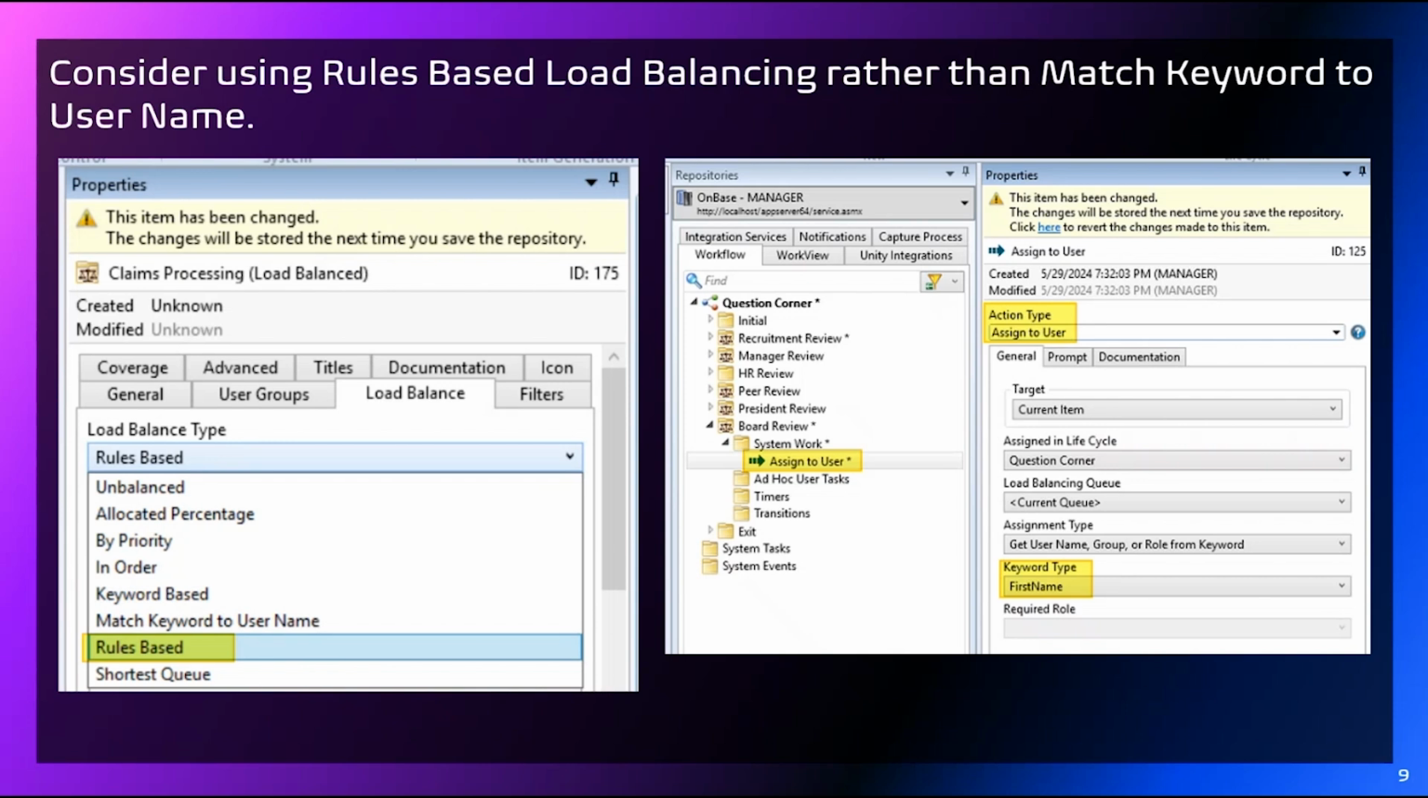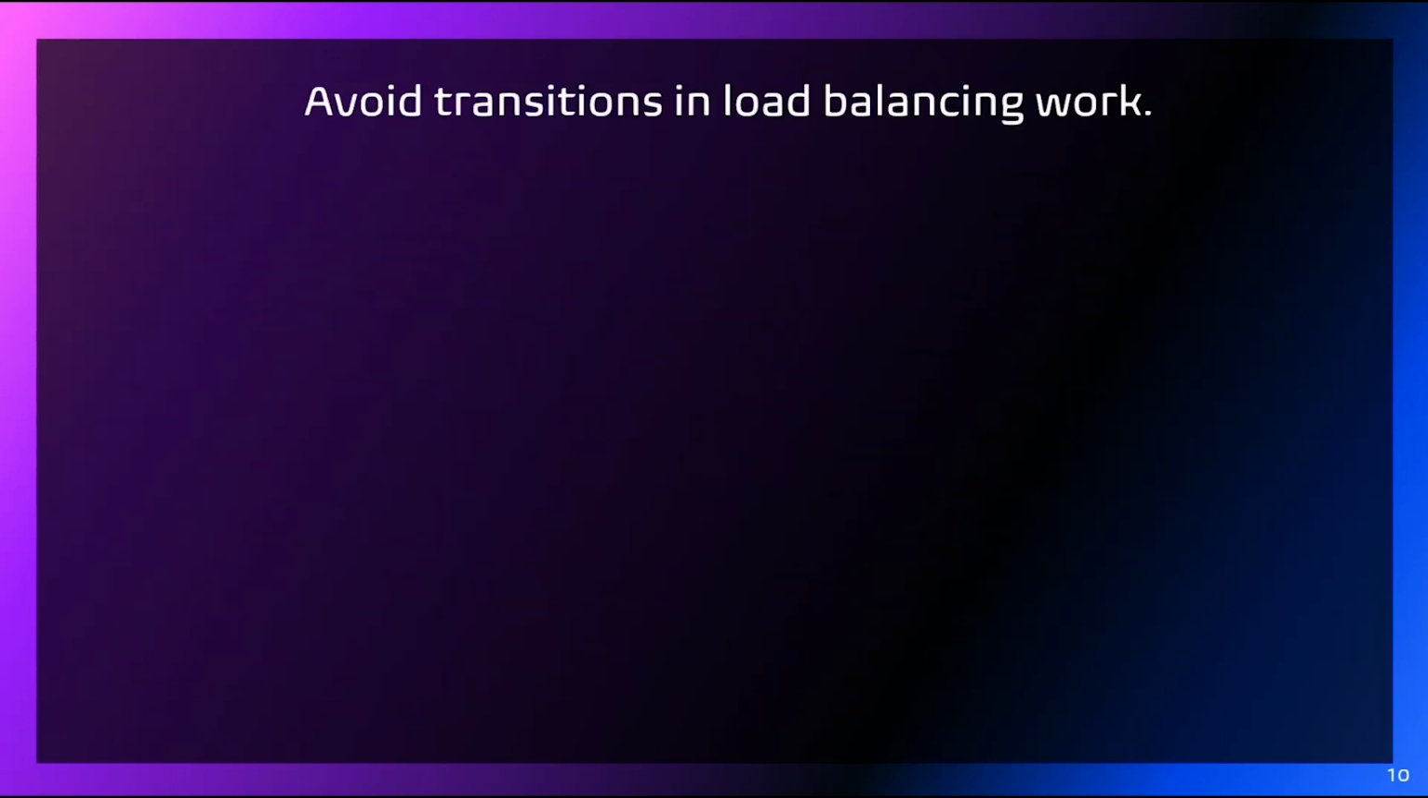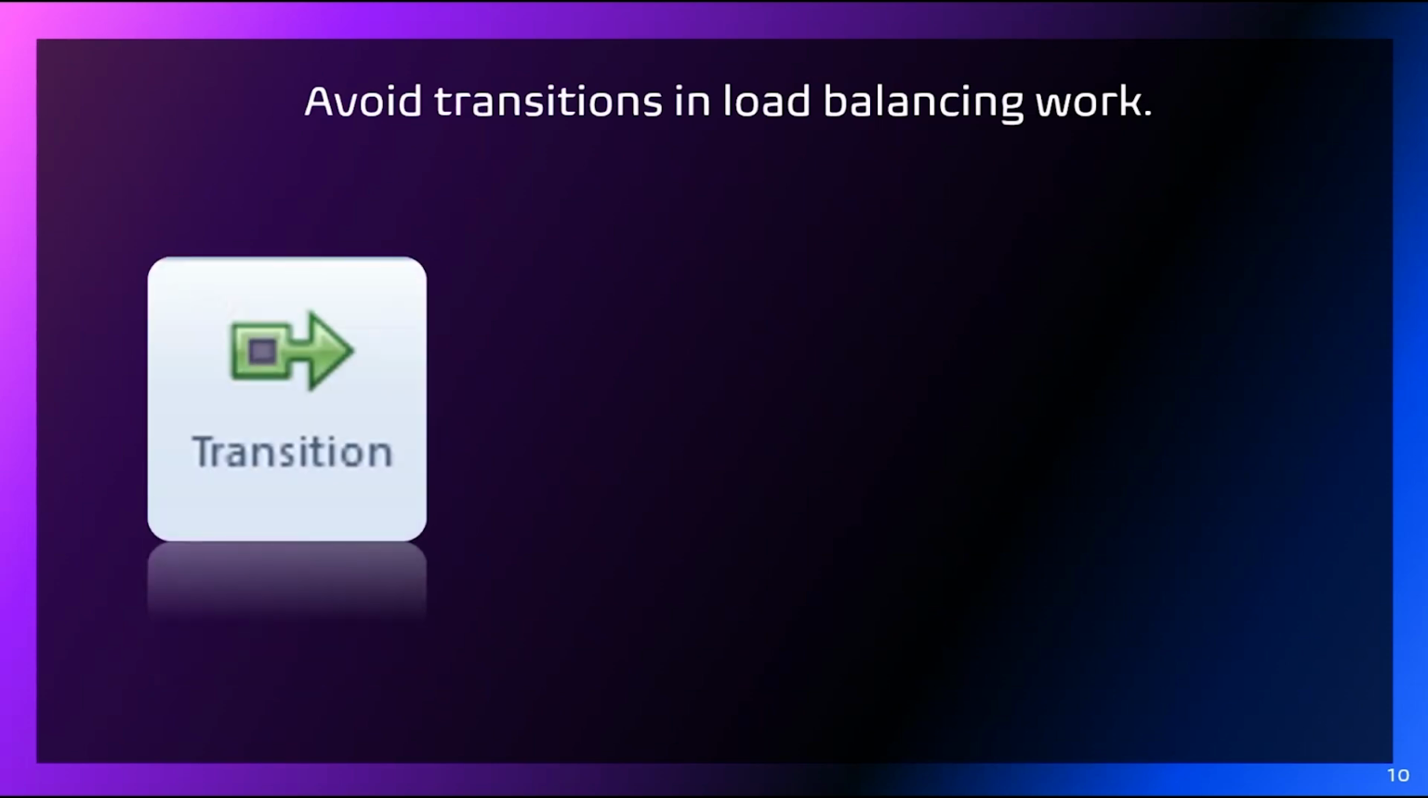When using match keyword to username, be aware of potential performance impacts. When a solution is first deployed, the database is typically small and performance issues are not exposed. Over time, the table structures in the database grow, and it is important to manage them for optimal performance. Avoid transitions in load balancing work. If you must transition in load balancing work, set a property and transition in system work instead.